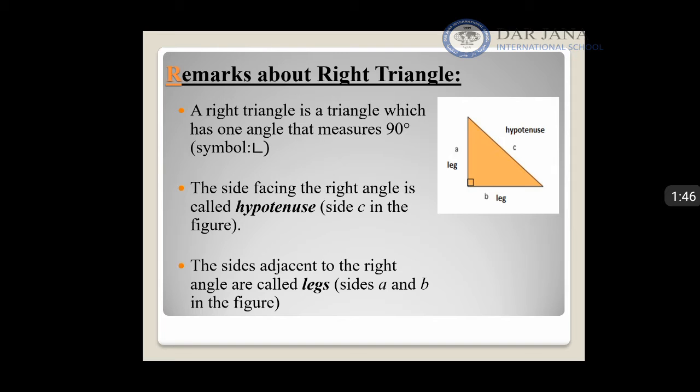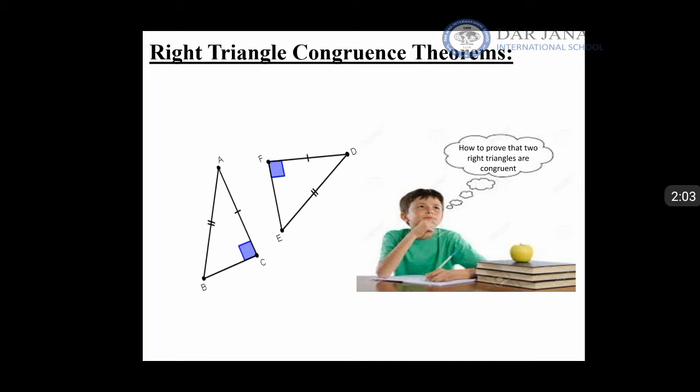So in each right triangle we have a right angle, we have one hypotenuse, and we have two legs. And if you notice, we have a short leg and a long leg. Again, those are the remarks about a right triangle. So let's move to the right triangle congruence theorems. In order to prove that two right triangles are congruent, they must have exactly the same size and shape. They must be exactly the same. But there are specific theorems that we have to use for right triangles to prove them congruent. Let's see what those theorems are.